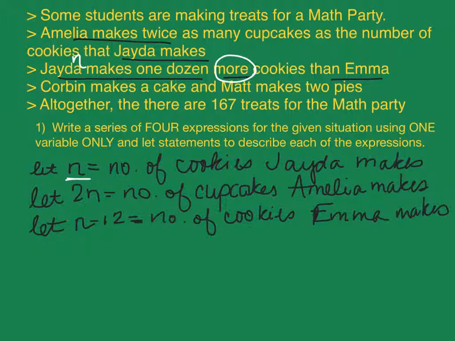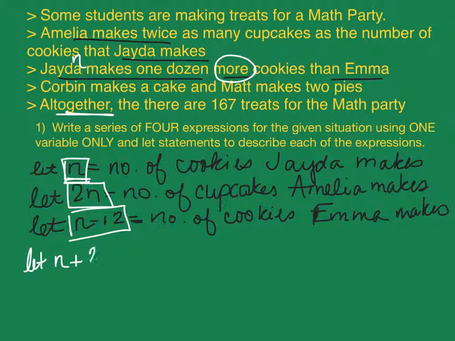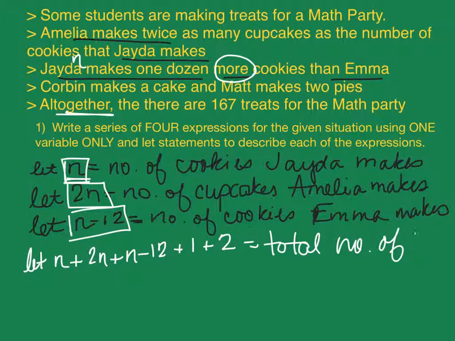Okay. And now, of course, we've got that final altogether, again, the total. So just like before, I'm going to add up each number. Right now it's an expression of how many cookies each person makes. So I'm going to start with Jada. Jada makes N. Oops, I forgot my let statement. Let N plus 2N, that's how many Amelia makes, plus N minus 12, that's how many Emma makes, plus Corbin makes 1 cake, plus 2 pies that Matt's going to make. And that equals the total number of treats.